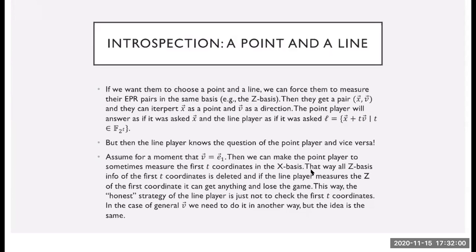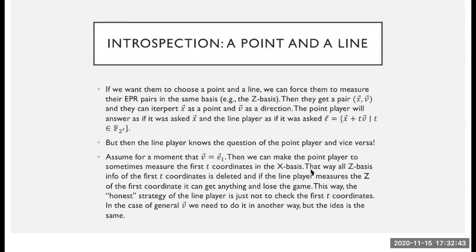And how do I check that the line player doesn't lie to me? I tell him to measure everything according to the Z measurement, and just don't measure the first coordinate, right? Don't measure the first T qubits, okay? Because the first T qubits will tell me what the value in the E1 coordinate is, and this is exactly what I'm trying to hide from the line player. So how will I hide it? I will just tell the point player to sometimes measure these T coordinates according to the X basis.